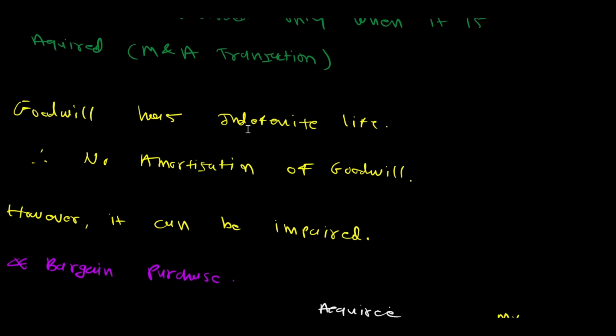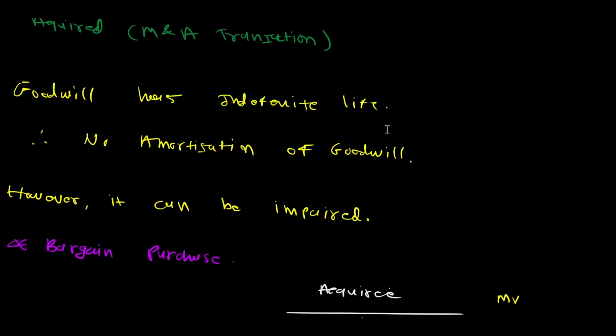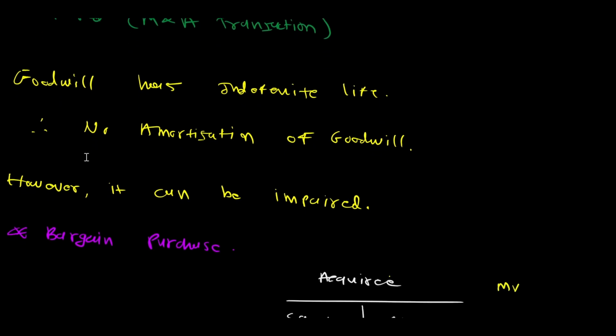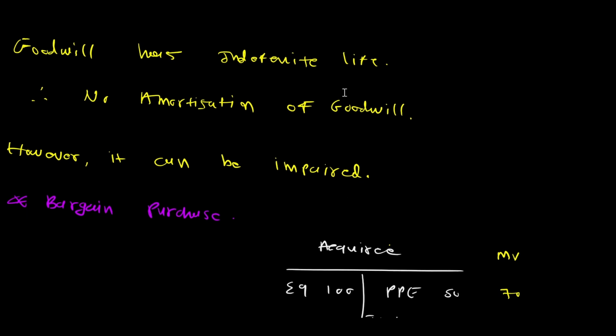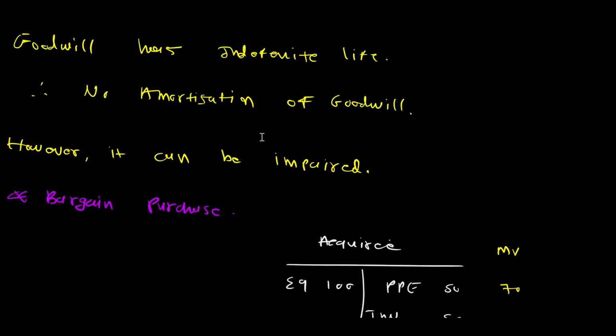Then goodwill has an indefinite life. So no amortization of goodwill, but however it can be impaired over time. So goodwill has an indefinite life. We need to check for impairment.